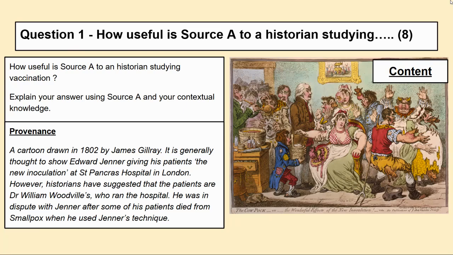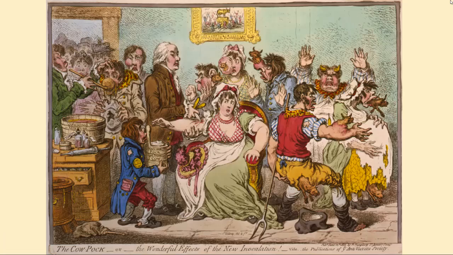And for the provenance, where the sources come from, we've got quite a bit of information to work with here. A cartoon drawn in 1802 by James Gilray is generally thought to show Edward Jenner giving his patients the new inoculation at St Pancras Hospital in London. However, historians have suggested that the patients are Dr. William Woodville's, who ran the hospital. He was in dispute with Jenner after some of his patients died from smallpox when he used Jenner's technique. So, let's just zoom in on that picture so you can see it in detail. You can obviously pause the video if you need to as well.